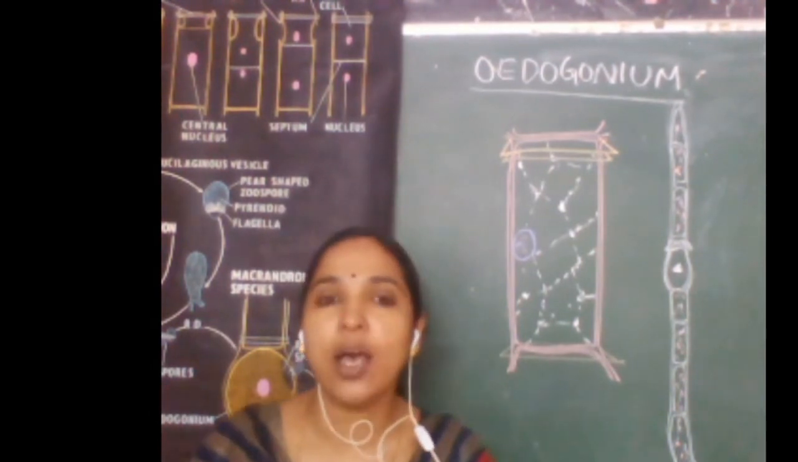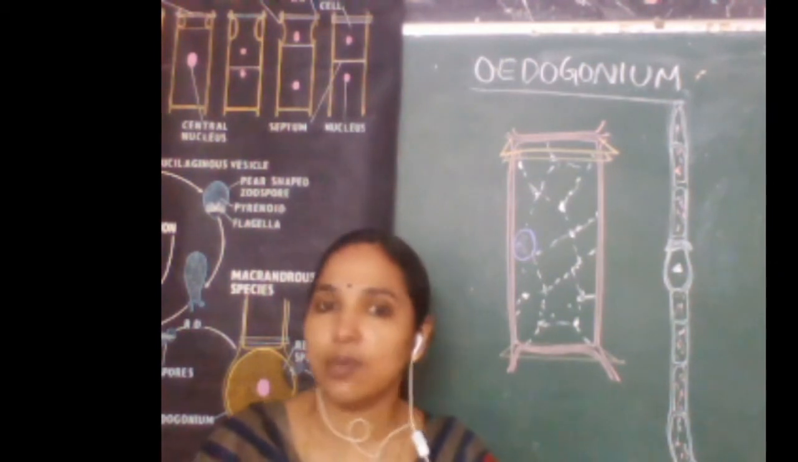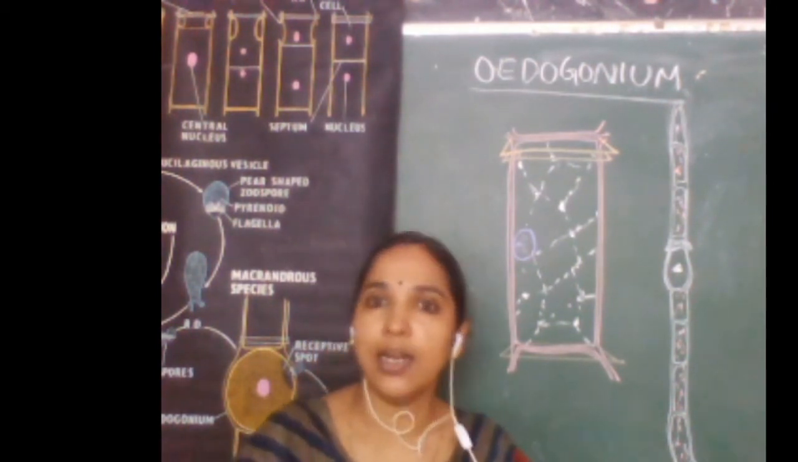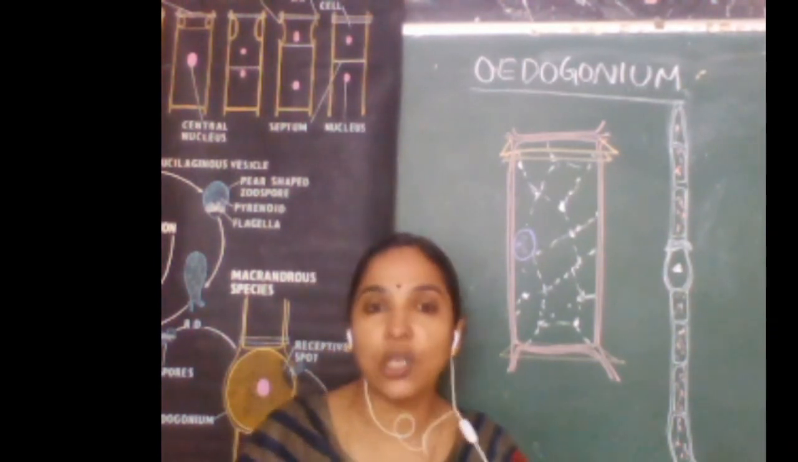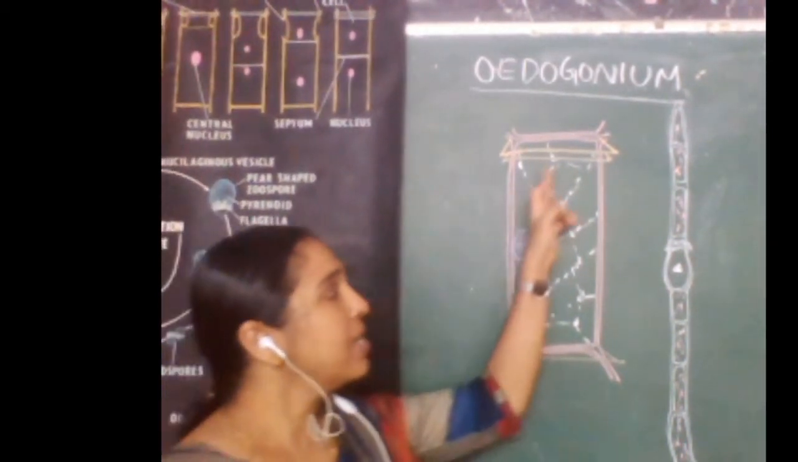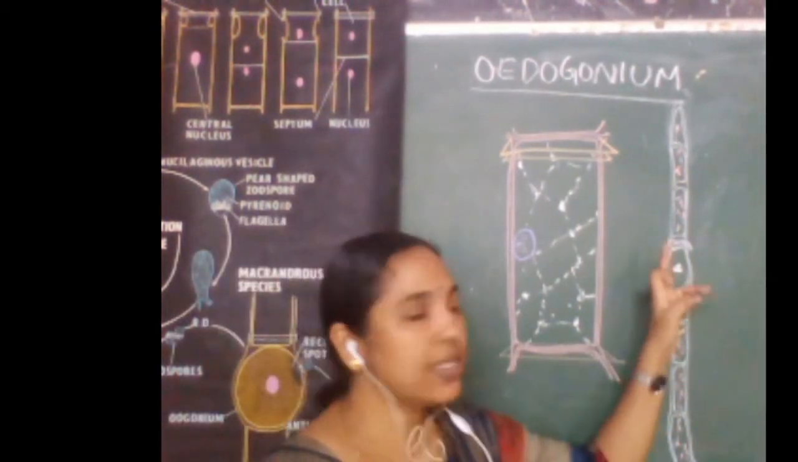So it belongs to the class Chlorophyceae. So it's understood that it is a green algae. Green colored pigment is present in this. So let us look upon the structure of Oedogonium. So see, this is the Oedogonial filament. You can see it is a filamentous algae.